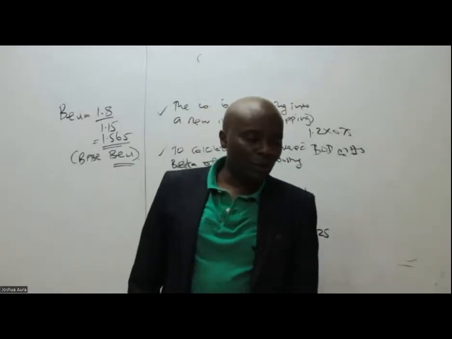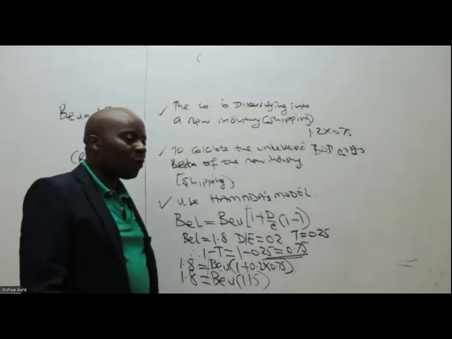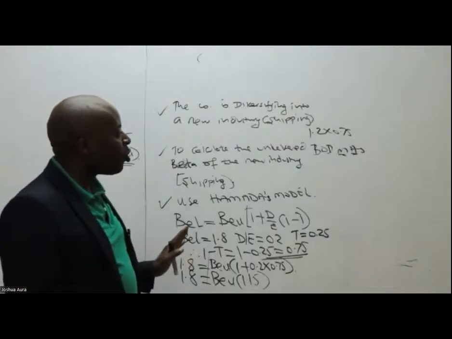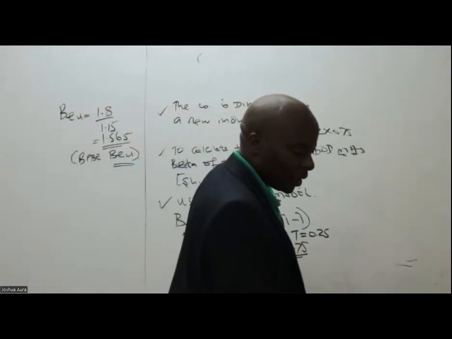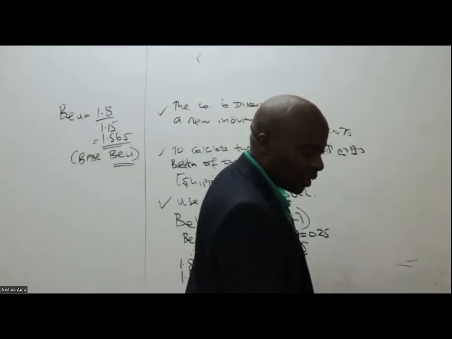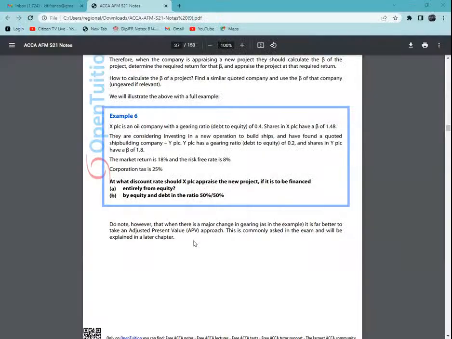Great. Thank you so much. So at least up to there, we are okay. But now go and read the question and you'll be able to see. They wanted us to give them the discounting rate, which in most cases is WACC. At what discounting rate should XPLC appraise a new project if it's to be financed entirely from equity?